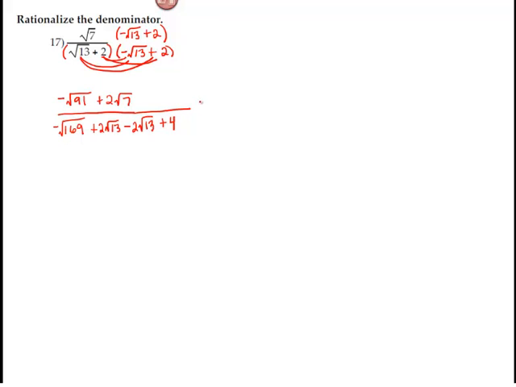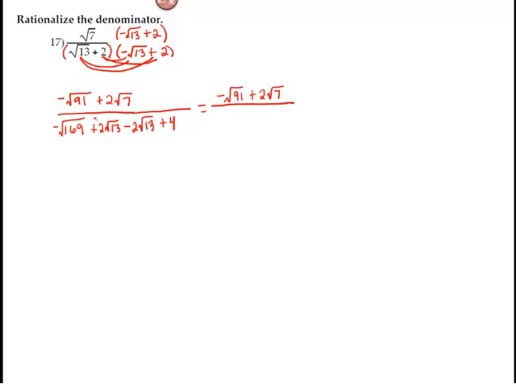On top, there's really nothing we can do. It's just going to end up being negative square root of 91 plus 2 square roots of 7. And that has to do with the fact that if we try to make a factor tree for 91, the only things that multiply to get 91 are 7 and 13, so there's no pairs or anything like that.